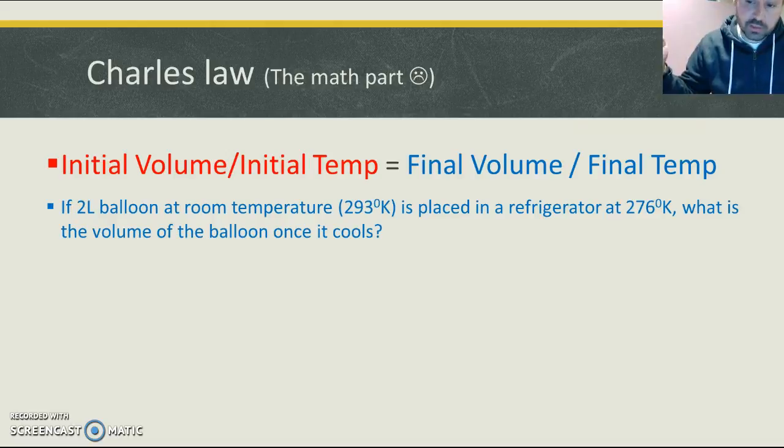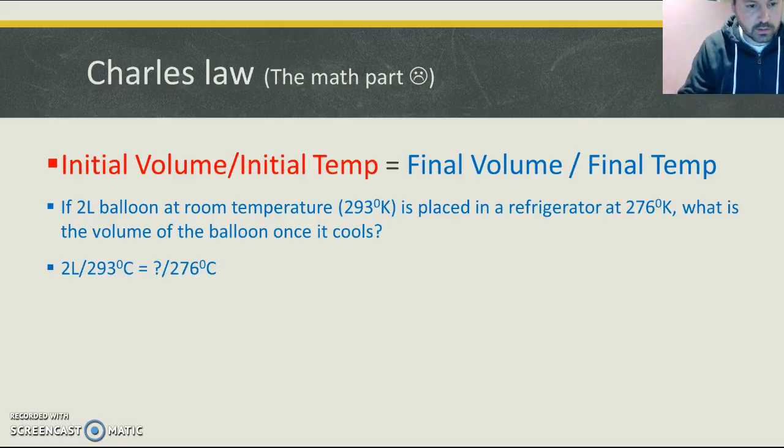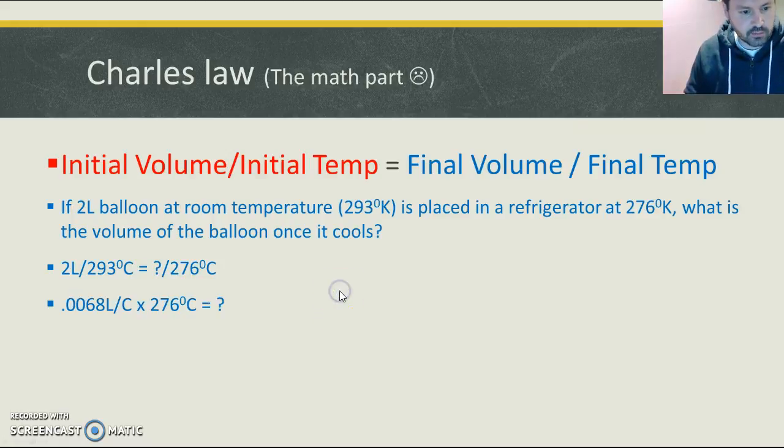Of course, we know the volume's got to be smaller than 2 liters. So our answer here better be smaller than 2 liters. Okay, 2 liters divided by the initial temperature, in this case 293, equals question mark over 276. Well, let's put in some of that information.